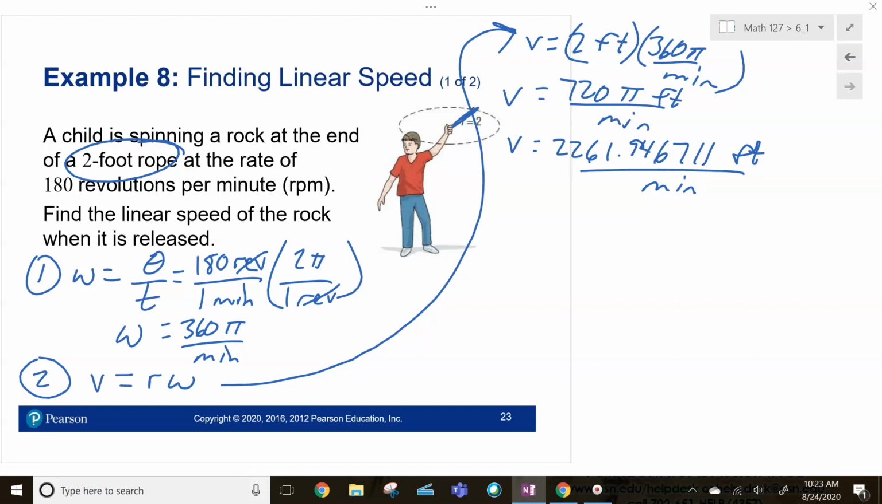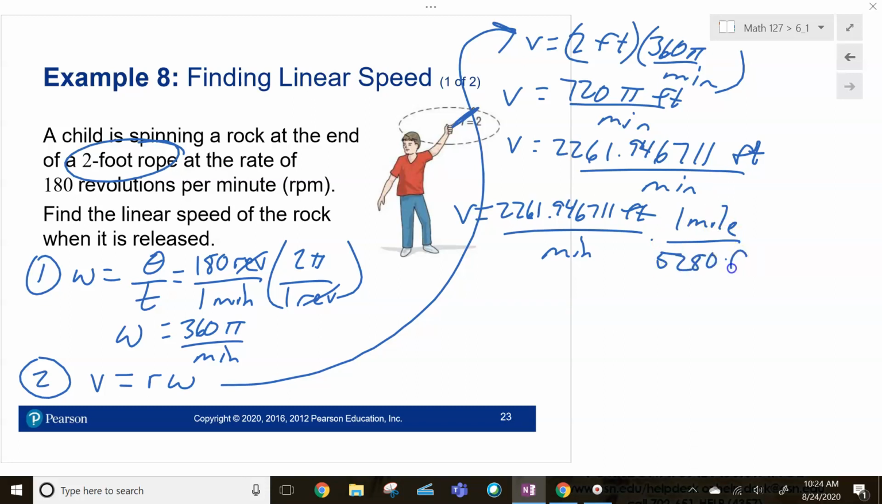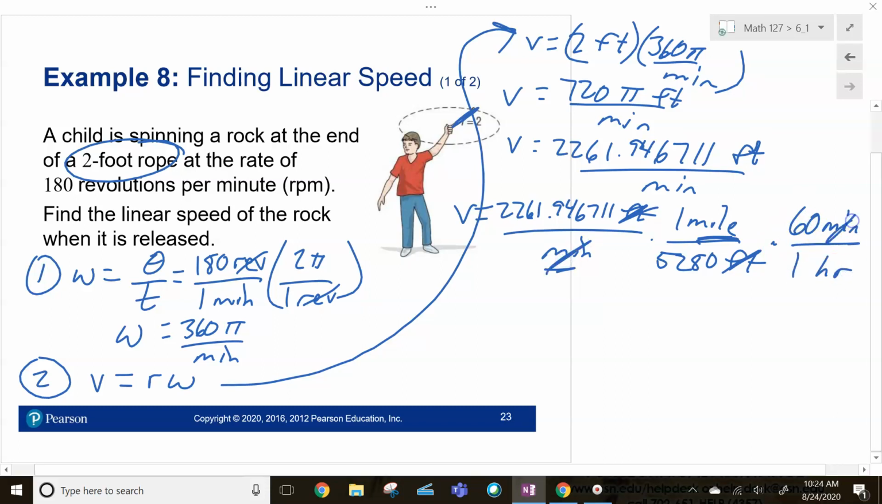Okay, now let's make a little more sense of that. Let's put that speed in miles per hour. So I've got 2261.946711 feet per minute. Now I know for every mile, there's 5,280 feet. Notice my feet cancel. Now I'm in miles per minute. I want miles per hour, so let me get rid of my minutes. There's 60 minutes for every 1 hour. Now my minutes are gone.